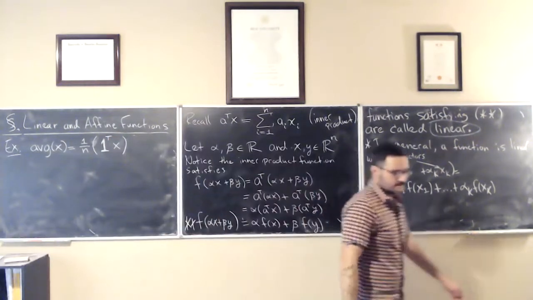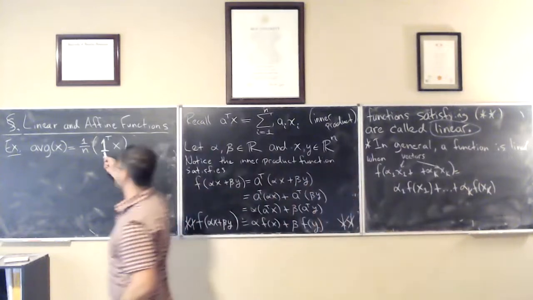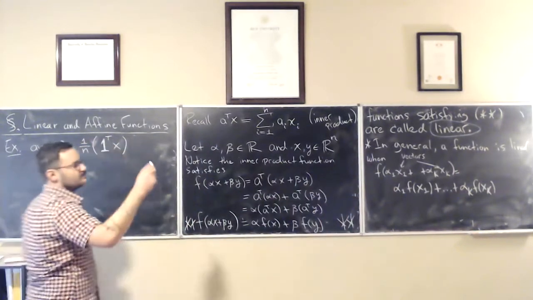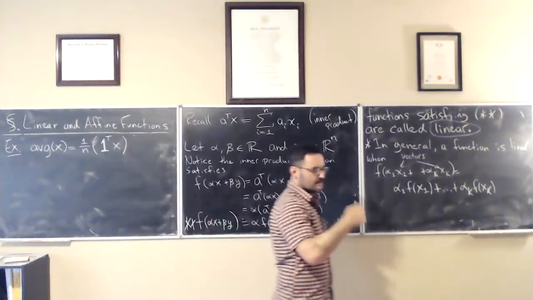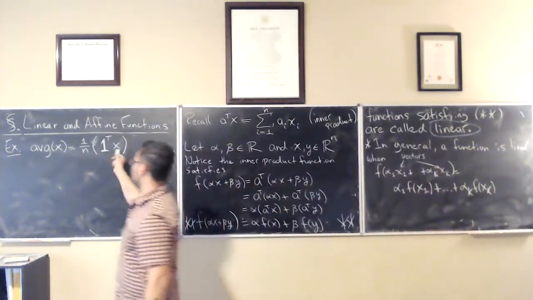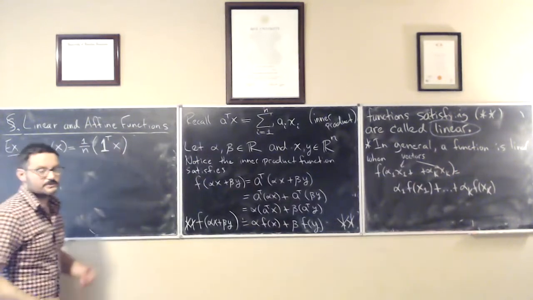The one vector times x. So this is just the vector of all ones. So it's 1 times x1 plus 1 times x2 plus 1 times x3, dot, dot, dot, all the way through. So this is just summing all the entries in x, and this is dividing that sum by n, which is the number of entries.